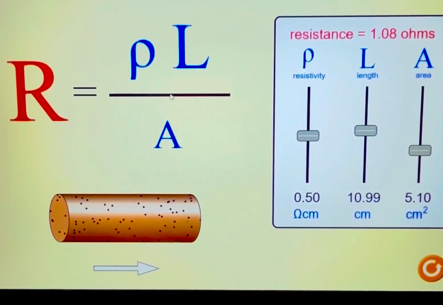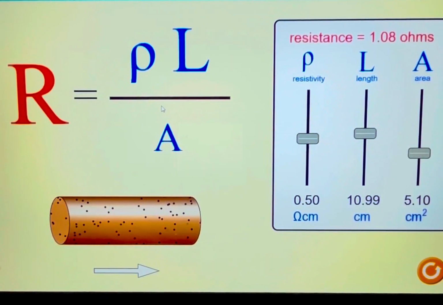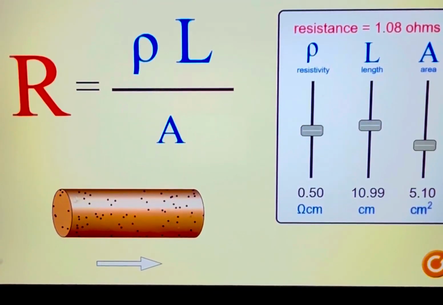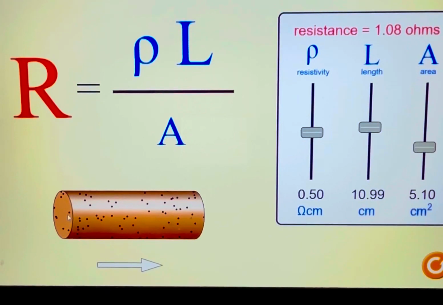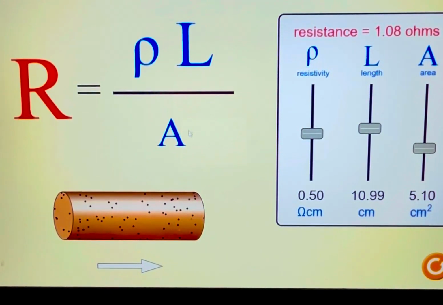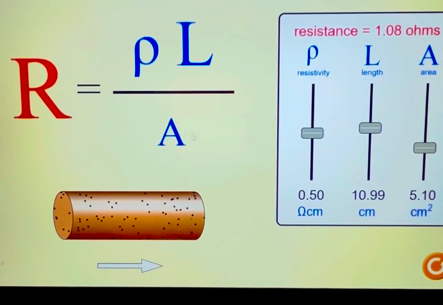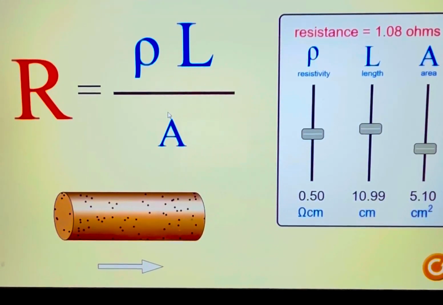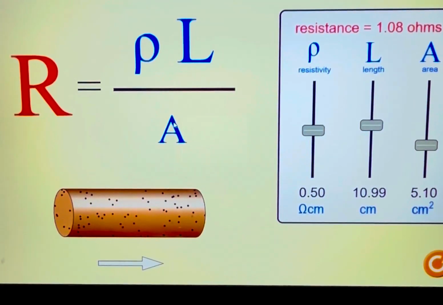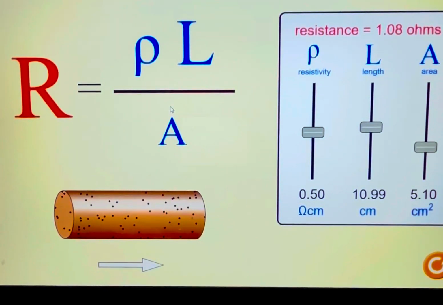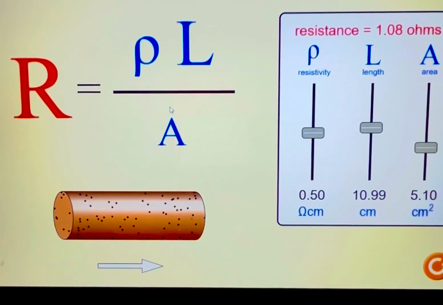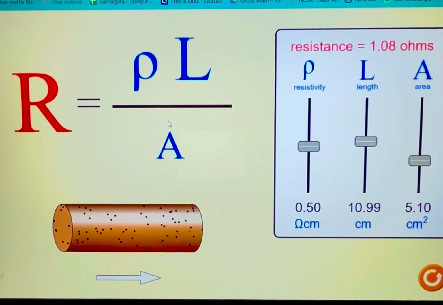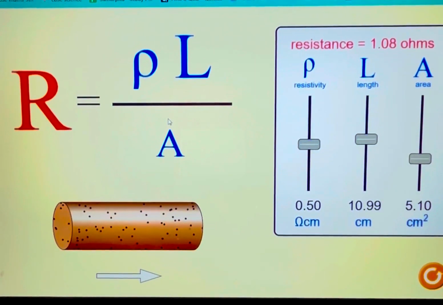Sometimes in numericals, instead of area, you might also get radius, because the wires are always cylindrical in shape. So if you get radius, then you have to replace area with the formula pi r squared, which is also the area of a circular cross section. So I hope that was enough for you guys to understand the concept of resistance.